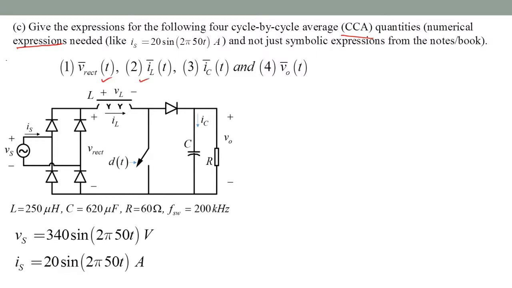Okay. Vrect is the waveform just after the diode bridge. It is nothing but the rectified source voltage. Right? So if Vs is 340 sine omega t, then Vrect is nothing but the absolute value of that. So it's as simple as that. So Vrect average as a function of t is simply 340, the peak value, times the absolute value of sine 2 pi 50t.